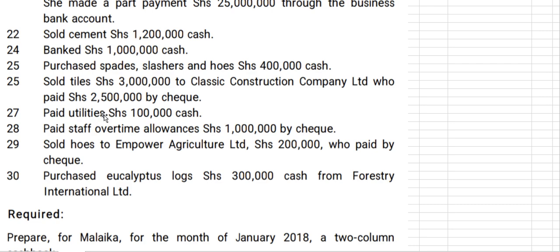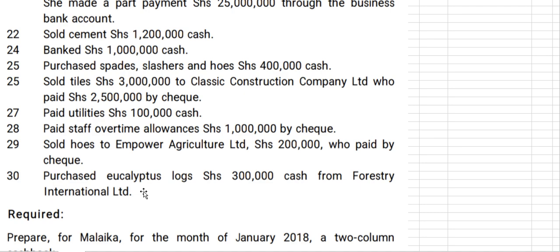Paid staff overtime allowance 1 million by cheque. This is a credit. So staff overtime allowance paid, then you record the amount in the bank column. That is 1 million. Shillings 200,000 who paid by cheque. This is a sale, but through the bank. Purchased eucalyptus logs shillings 300,000 cash from Forestry International Limited, by cash, so you'll credit your cash.